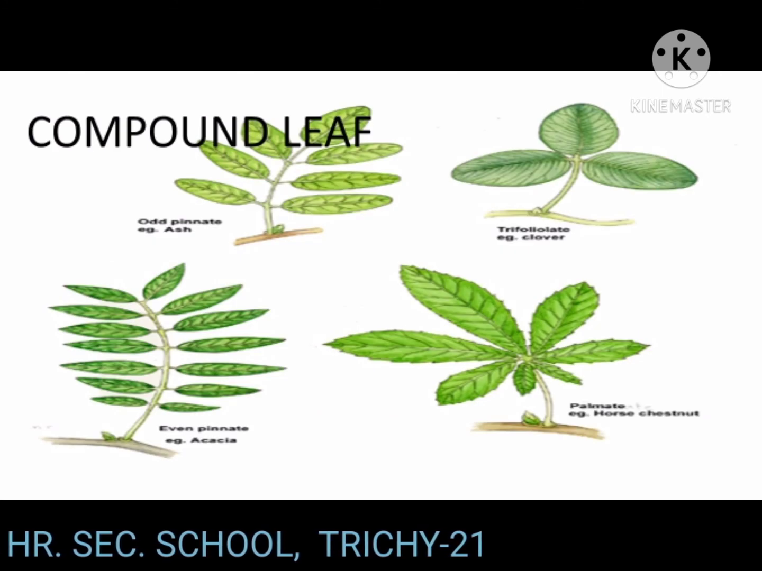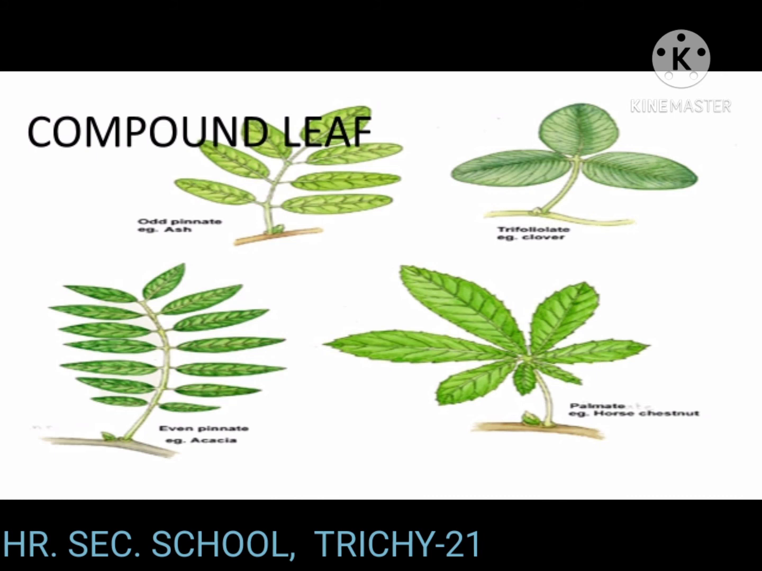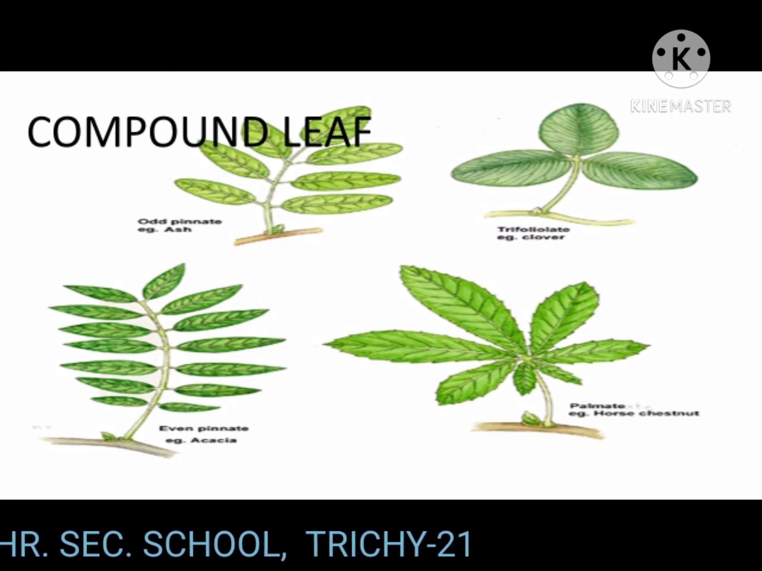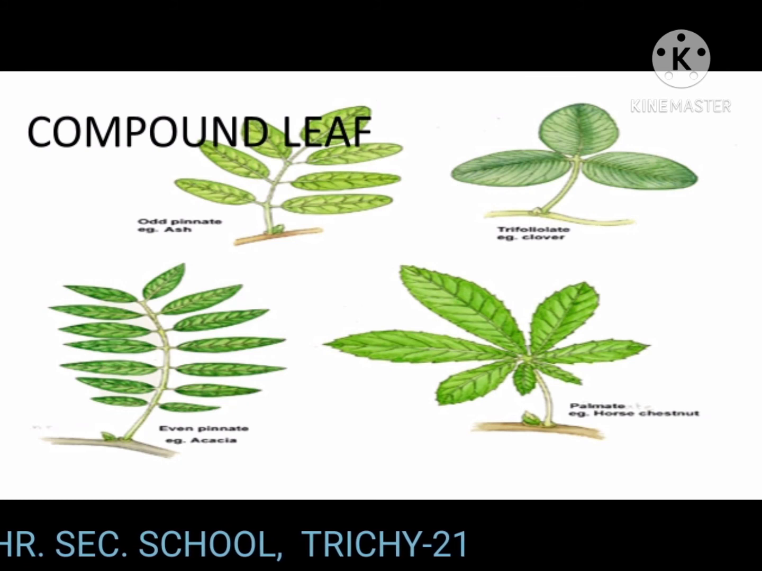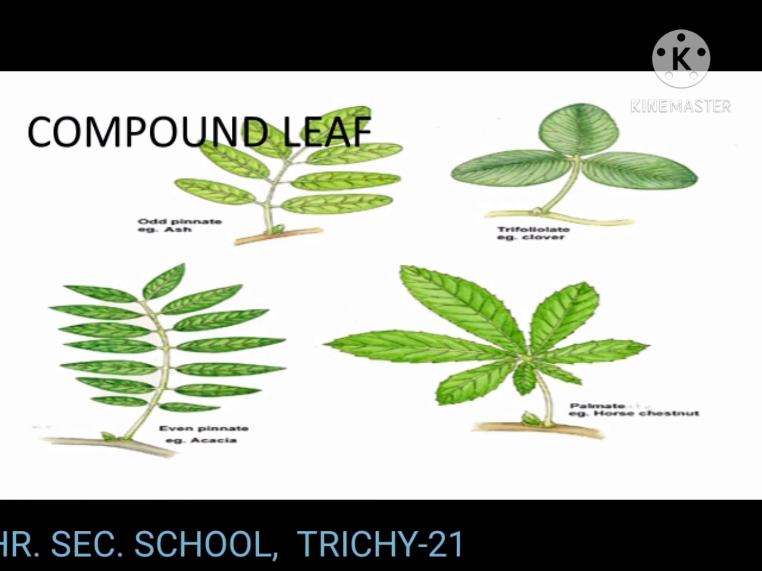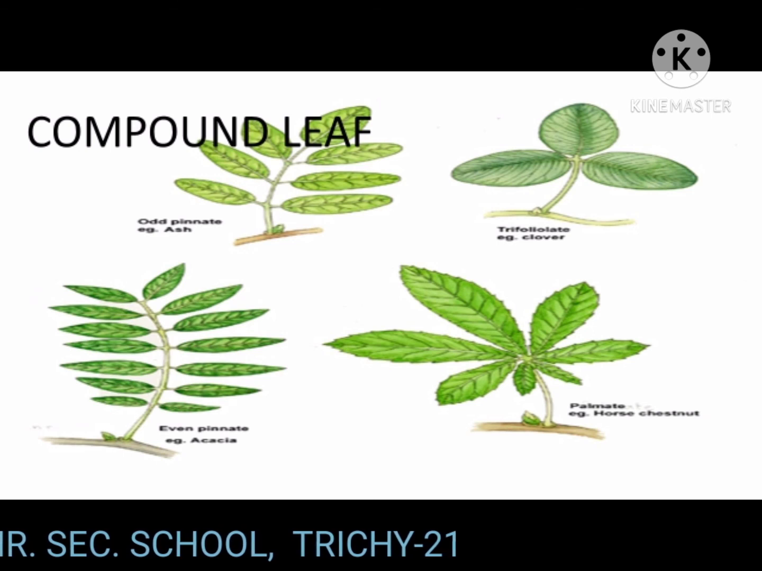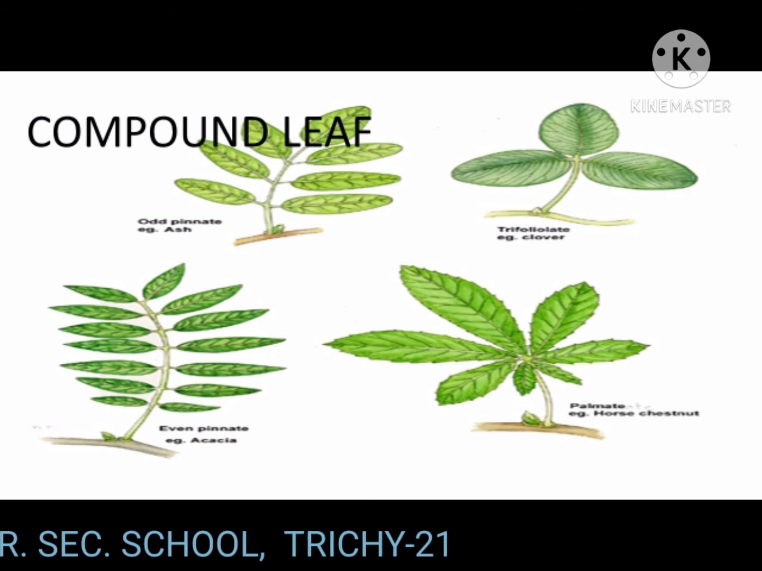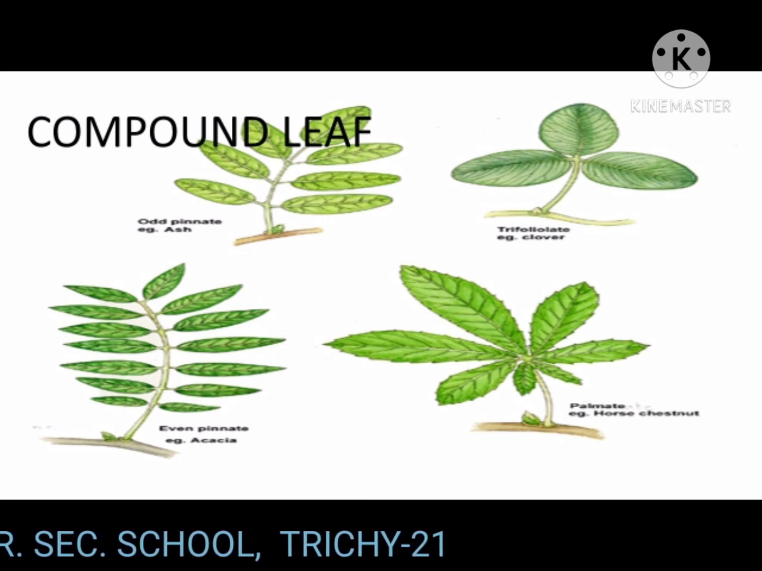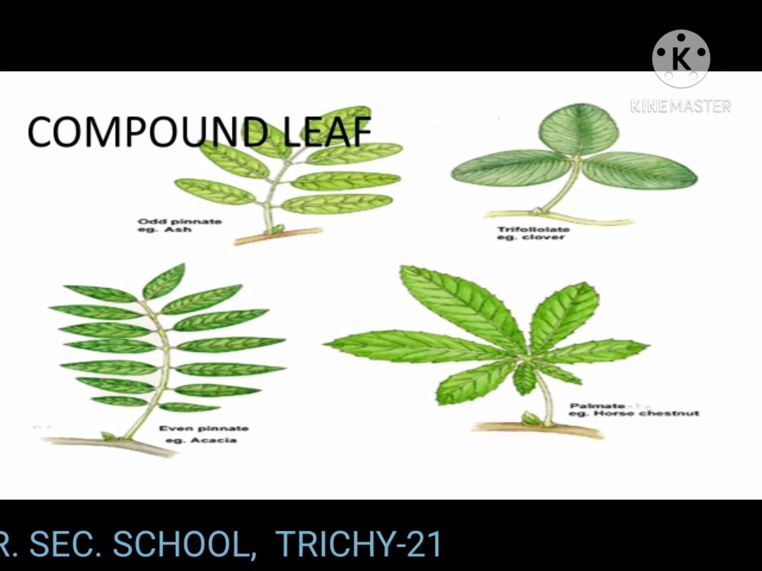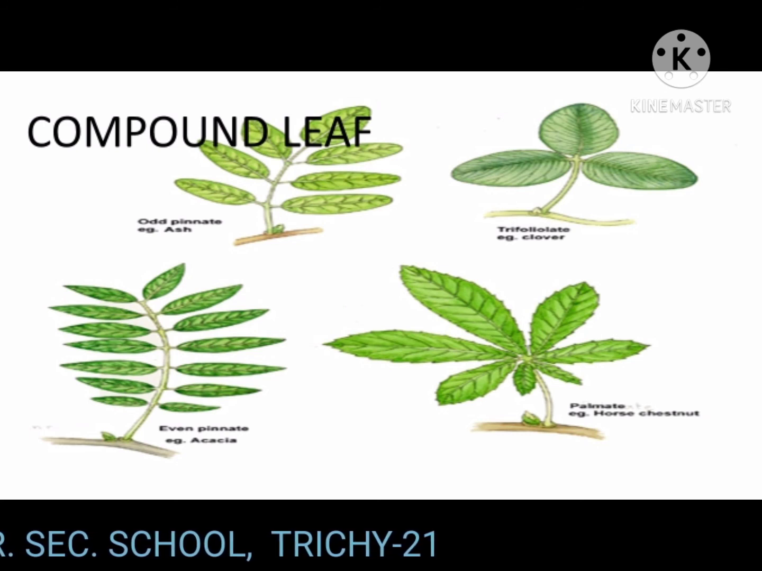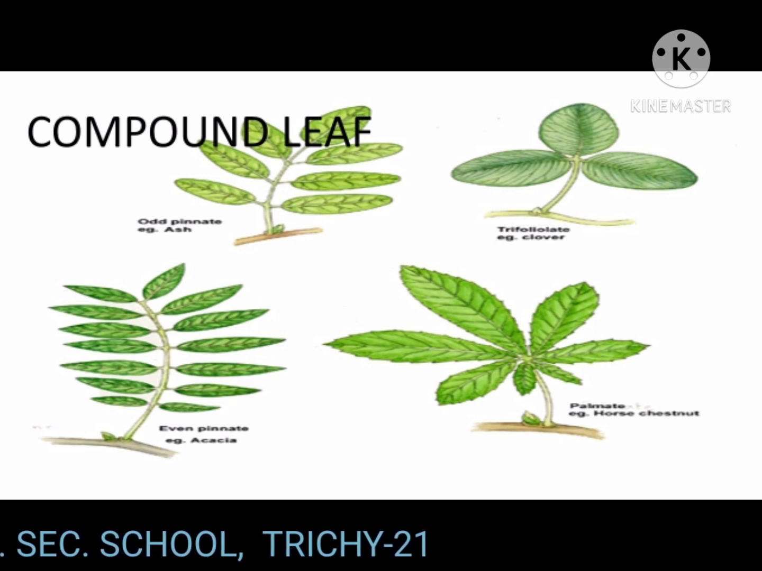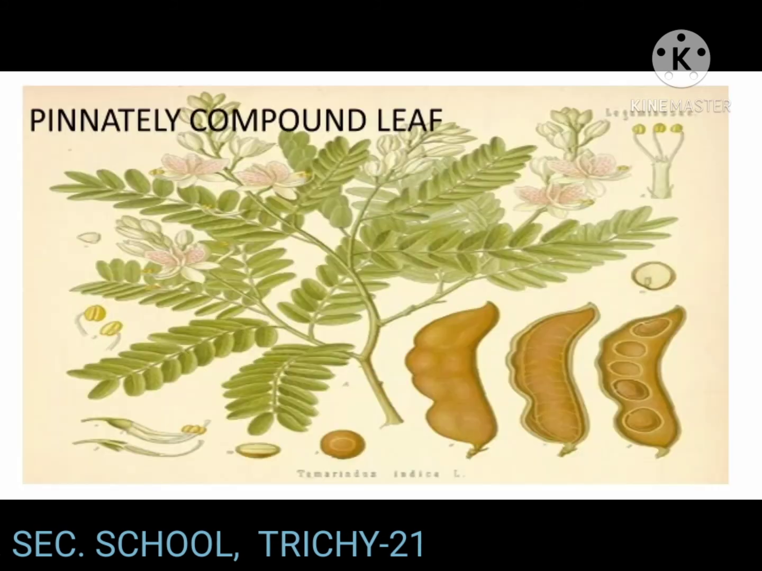Compound leaf. A compound leaf is one in which the main rachis bears more than one lamina surface called leaflets. Compound leaves evolved to increase total lamina surface. There is one axillary bud in the axil of the whole compound leaf. The leaflets, however, do not possess axillary buds.